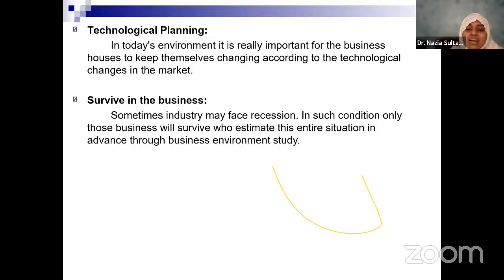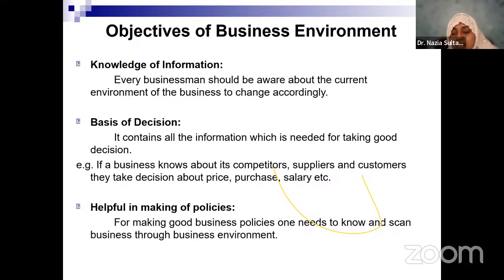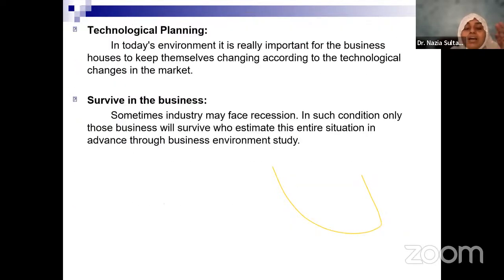So the objective of understanding the business environment is basically to have knowledge about the environment, take good decisions on the basis of that knowledge, make policies based upon the data that you have collected from the environment, plan for the technology of the company depending upon the environment around you, and to survive in the market, you have to have complete knowledge about the environments. So the objectives would be summed up in this way.